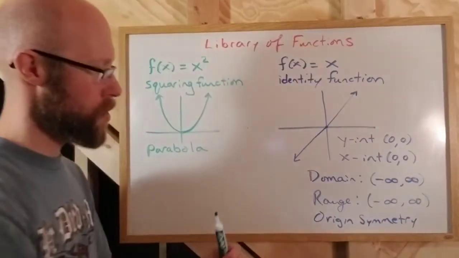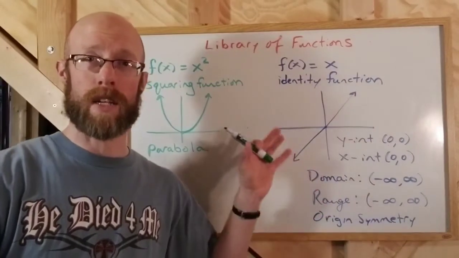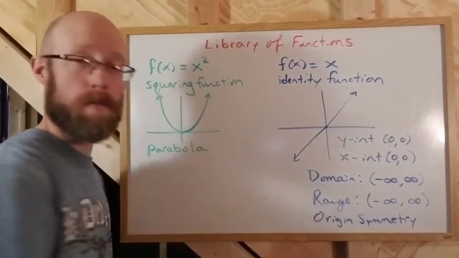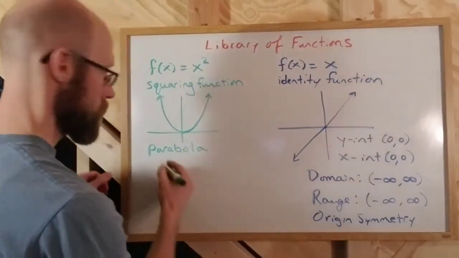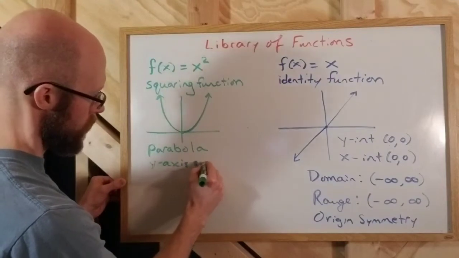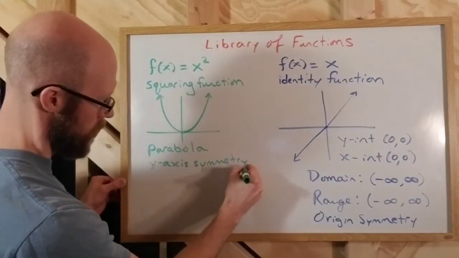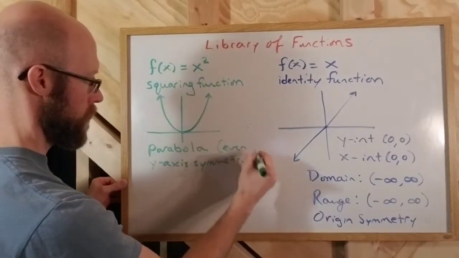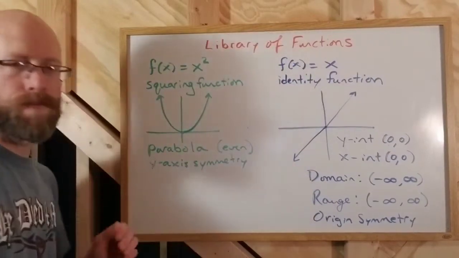Remember, origin symmetry results in it being called an odd function. Y-axis symmetry results in it being called an even function. So here we have y-axis symmetry, so we would call that an even function. Okay.